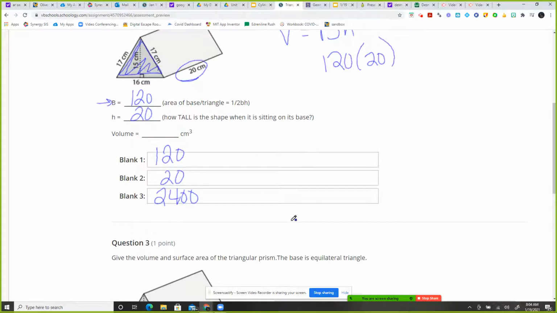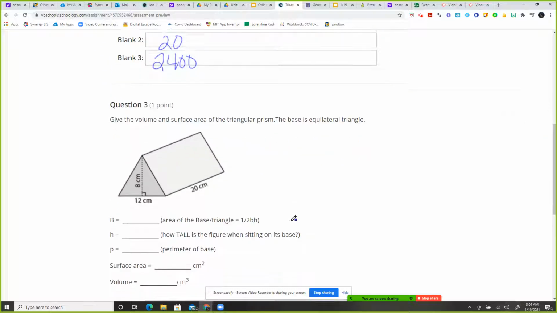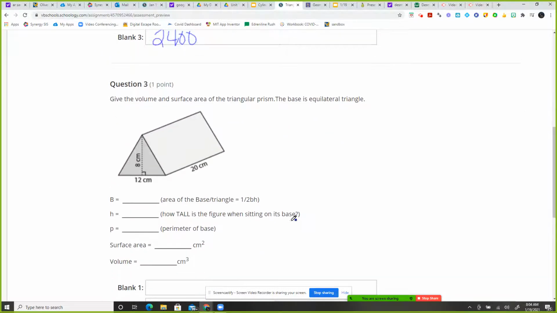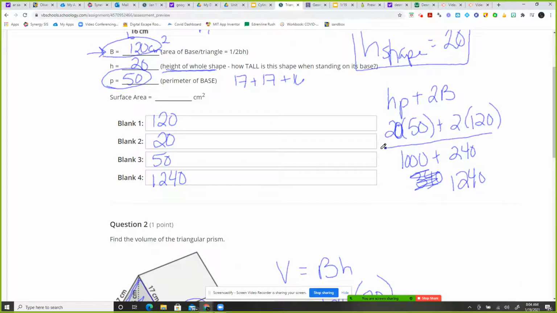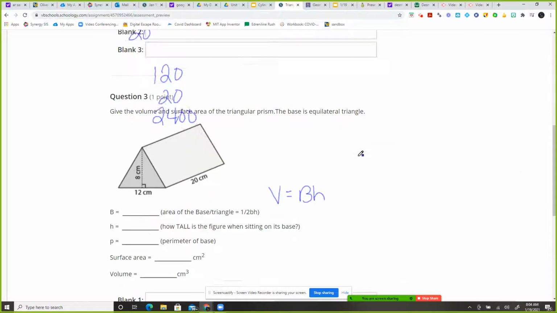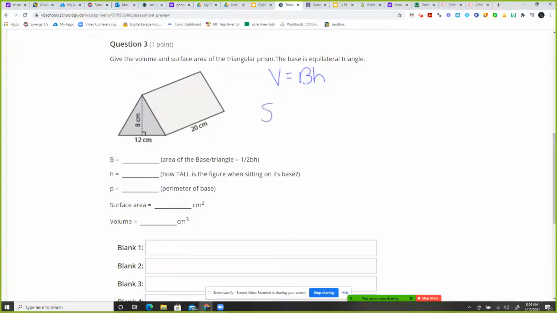So now we've got a different shape. We had one that had a base height of 15. Now we've got a base height of 8. Give the volume and surface area of the triangular prism. So volume was base times height, and surface area, right? Surface area was HP plus 2B. So we need to find the base. So that's this part, right?